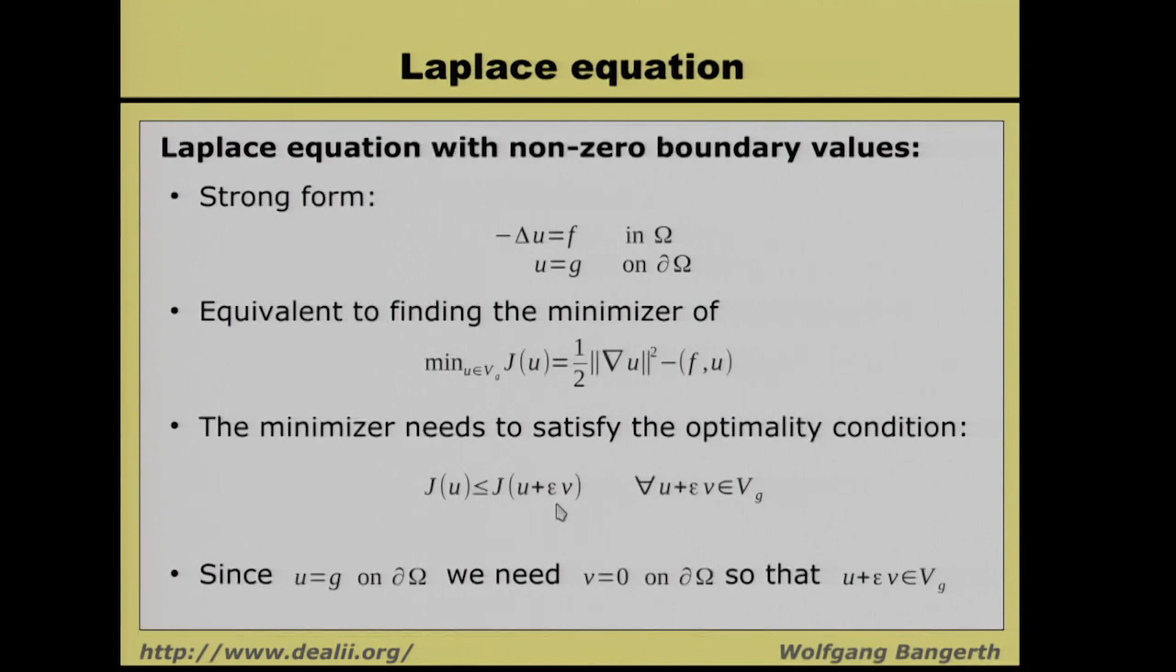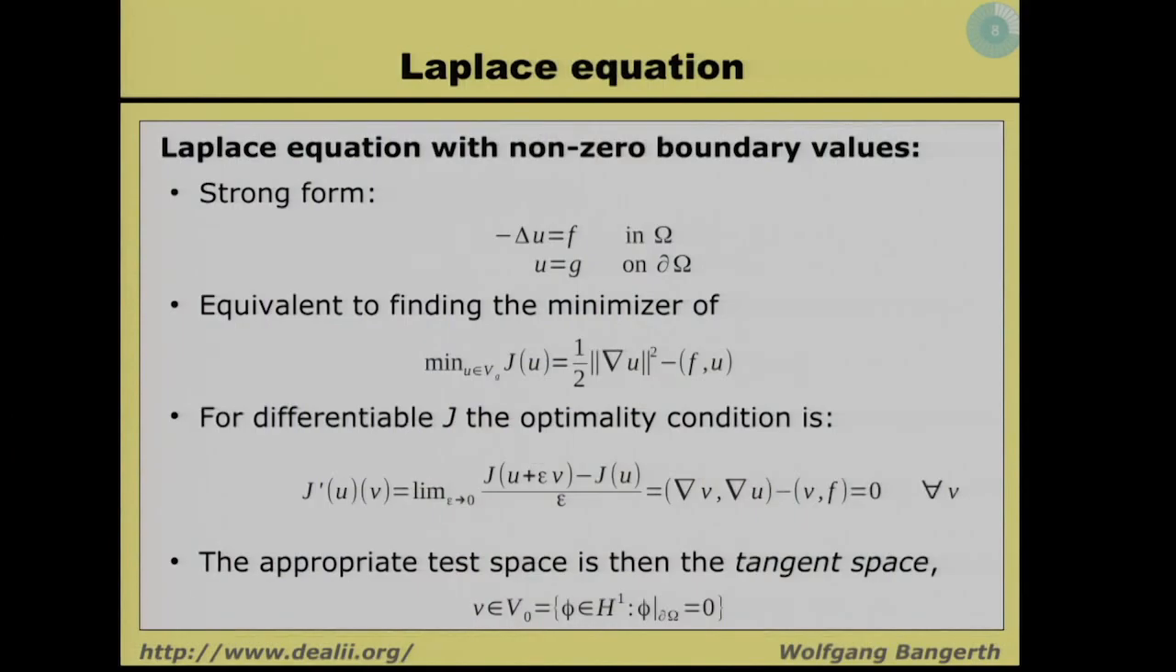So the arguments of J are, of course, all of those displacement fields that have g as boundary values. And so one of the things that I need to ask is that u plus epsilon v is in Vg. And if u is g on the boundary, then that requires that v is 0 on the boundary so that u plus epsilon v has the correct boundary values, right? If u plus epsilon v has the correct boundary values g, but u is already g on the boundary, then v must be equal to 0 on the boundary.